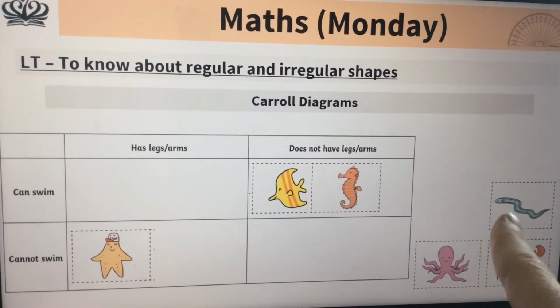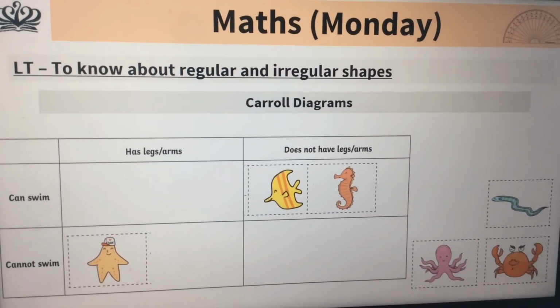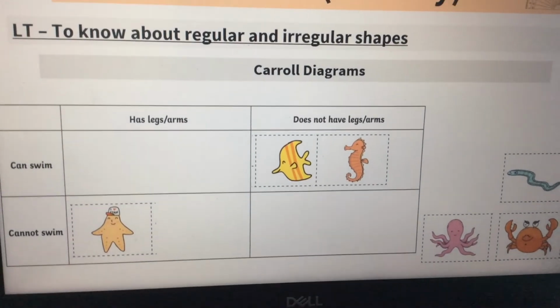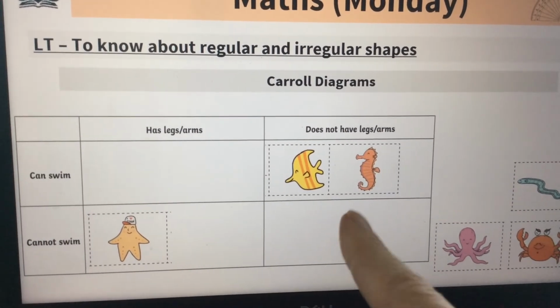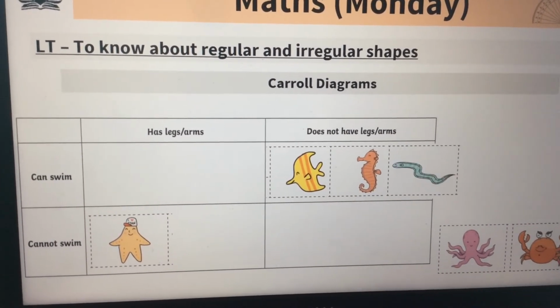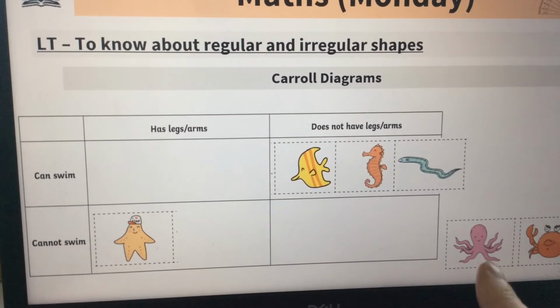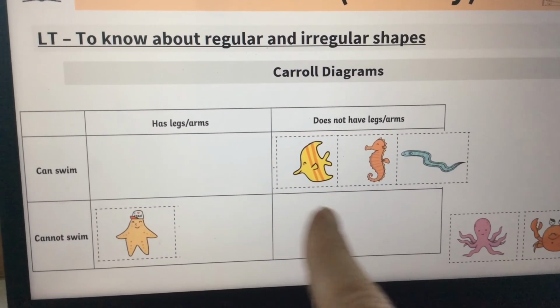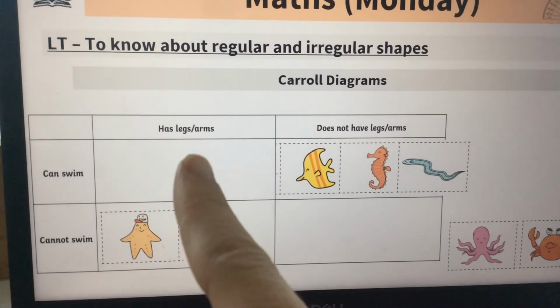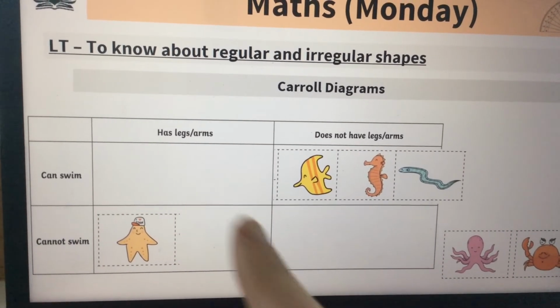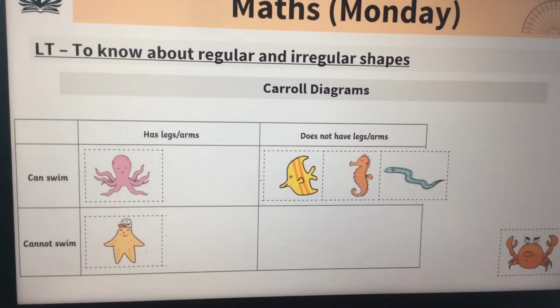Okay, now the eel, I guess some kind of moray eel or maybe a sea snake. Does it have legs and arms? No, so it's going to go here. Can it swim? Yes, it's going to go there. The octopus has arms and legs. Yep, it's got 8, so it's definitely going to go in this column. Can it swim or it can't swim? Yes, it can swim, so it's going to go up there.